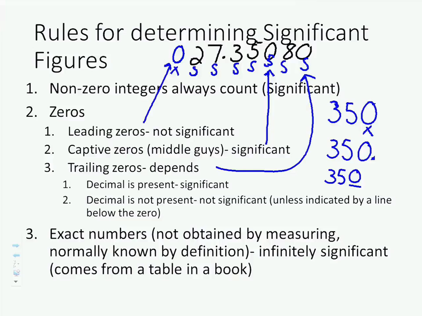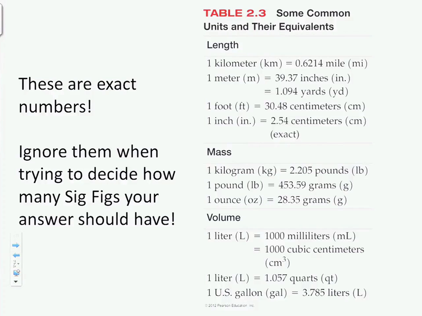Let's look a little bit closer at exact numbers. These are all examples of exact numbers. Whenever you're doing any kind of mathematics or any kind of sig figs question, you never look at these for determining sig figs. If 1 kilometer equals 0.6214 miles, there are four sig figs in that number and one sig fig in 1 kilometer, so which one has more? If they're equal, they should have the same number of sig figs.